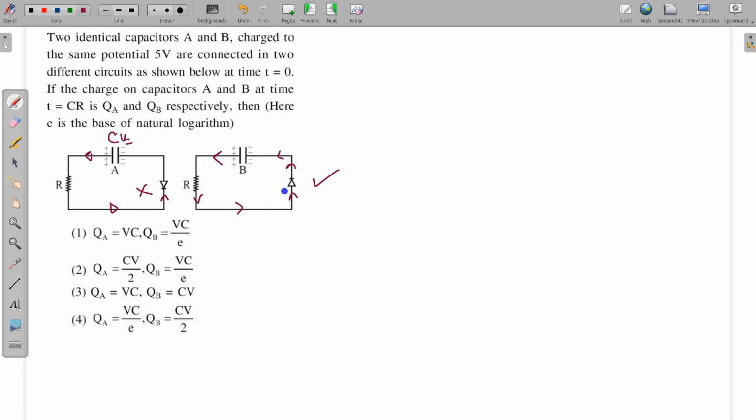In this circuit, this is in the forward biasing mode, and in forward biasing mode it is not offering any resistance. So as usual it will discharge, and its discharging equation can be written as Q is equal to Q0 e raised to power minus t by RC, and this initial charge is CV, and at t equal to RC this is e raised to power minus 1. So this is CV by e. This much charge will be on this capacitor at t equal to RC. So option number 1 will be correct.